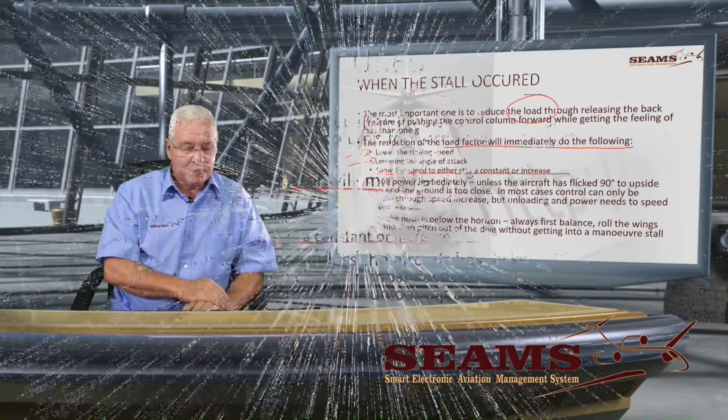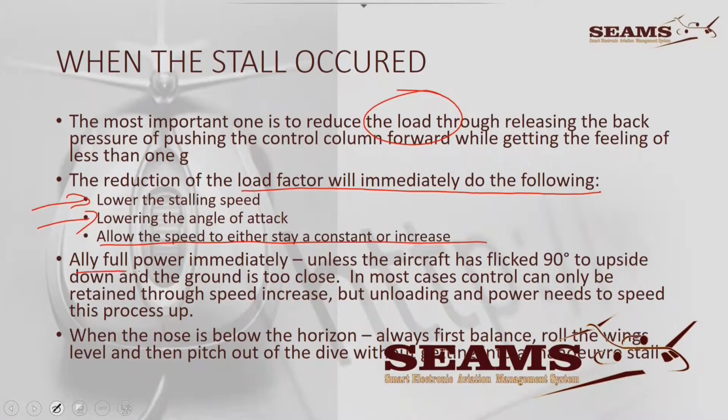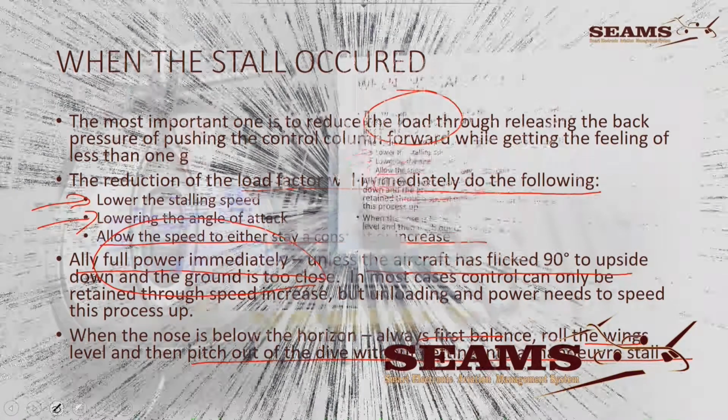Apply full power immediately unless the aircraft has been flicked upside down. We talked about this now. When the nose is blown around, always first balance, roll the wings level, and then pull out of the dive.